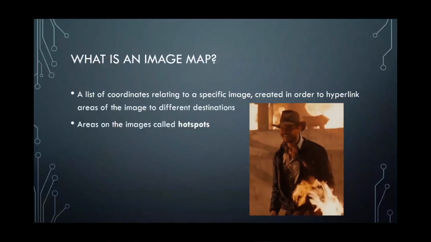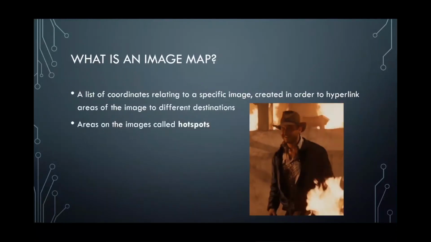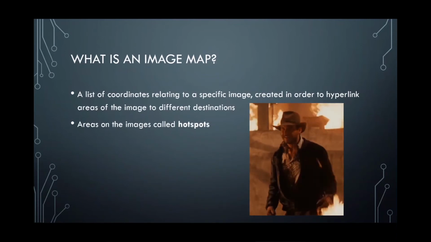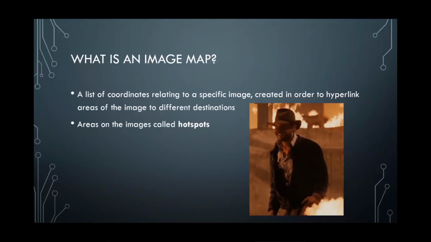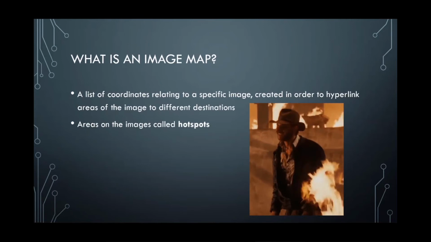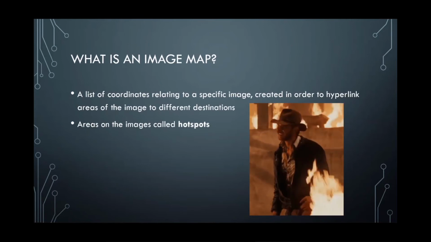First, we want to talk about what is an image map. It's a list of coordinates relating to a specific image, created in order to hyperlink areas to different destinations. Those little areas are known as hotspots. That was my first goal when creating this project, because I wanted to be able to see the one PDF image, hover over the unit I wanted to know about, and click on it to get that information. That's the destination I want from that hotspot.